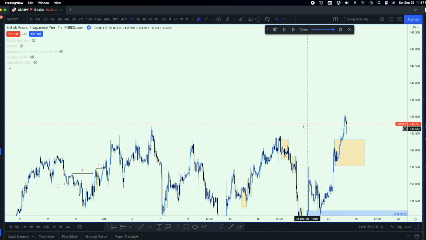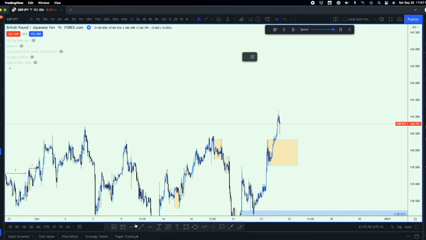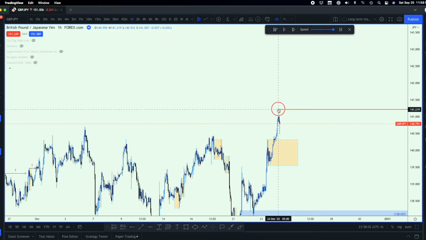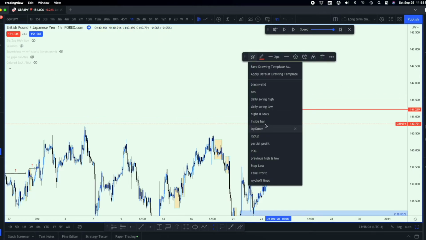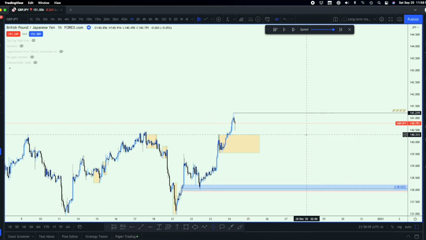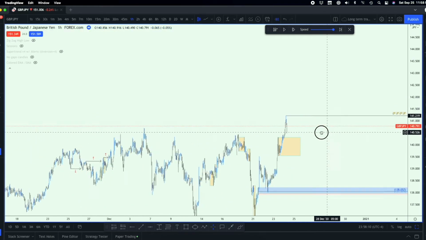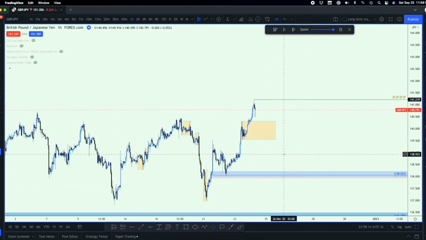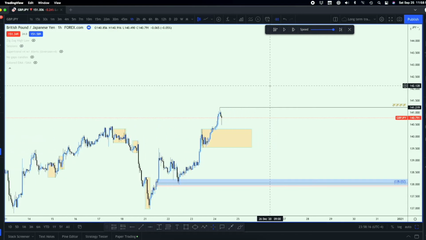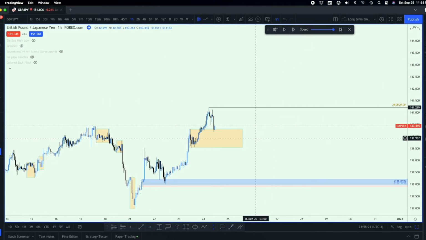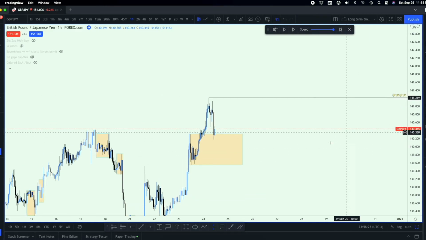So this is the next high right there. So order flow is clearly bullish. I don't think we, I don't know though. Let's see. All right, so we are coming back into here.